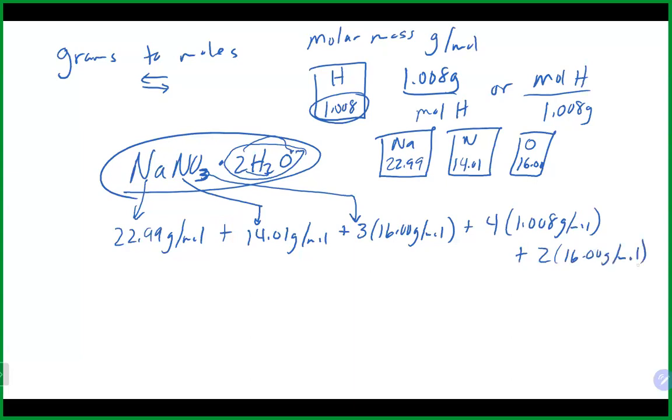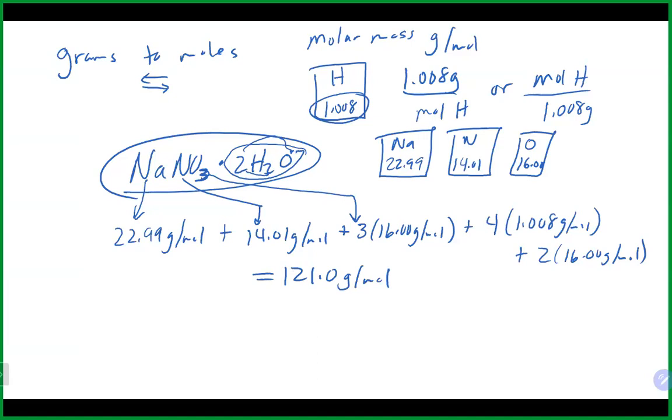And if we did that with a calculator, 22.99 plus 14.01 plus 3 times 16 plus 4 times 1.008 and 2 times 16 gives us 121.0 grams per mole is the molar mass of that entire hydrate.